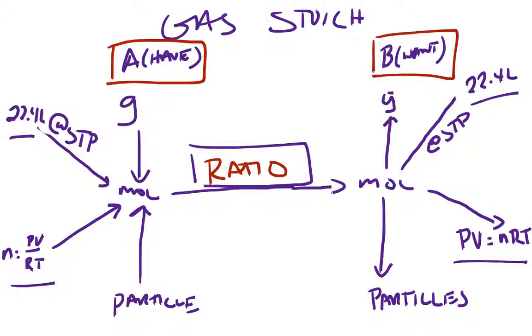Okay, but any one of these places, so gases or grams, liters at STP. If I'm given pressure, volume, and temperature, I'm going to start here. Or if I have particles, I can start there. And any one of those places, grams, liters, PV equals nRT, or particles are ending points when you're trying to convert one thing to the other using stoichiometry.